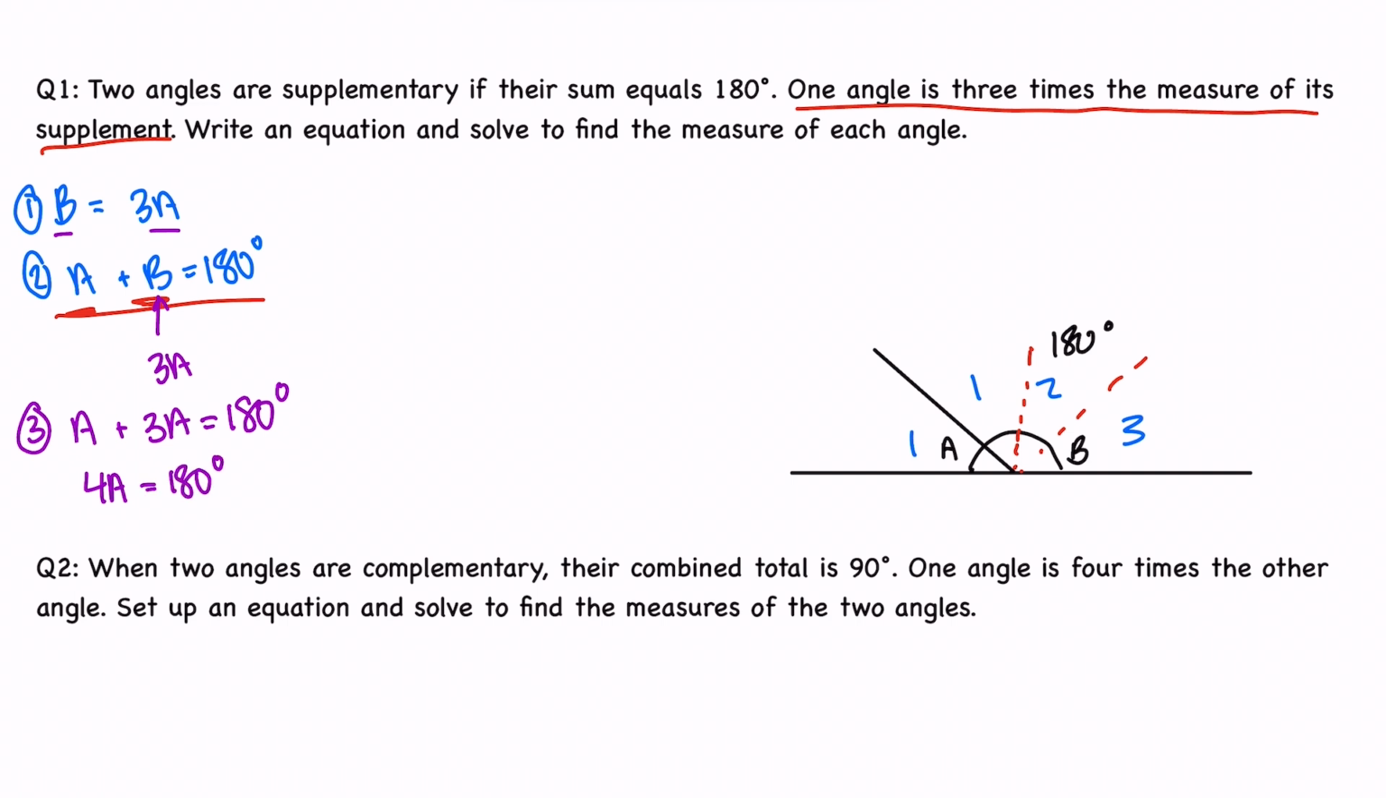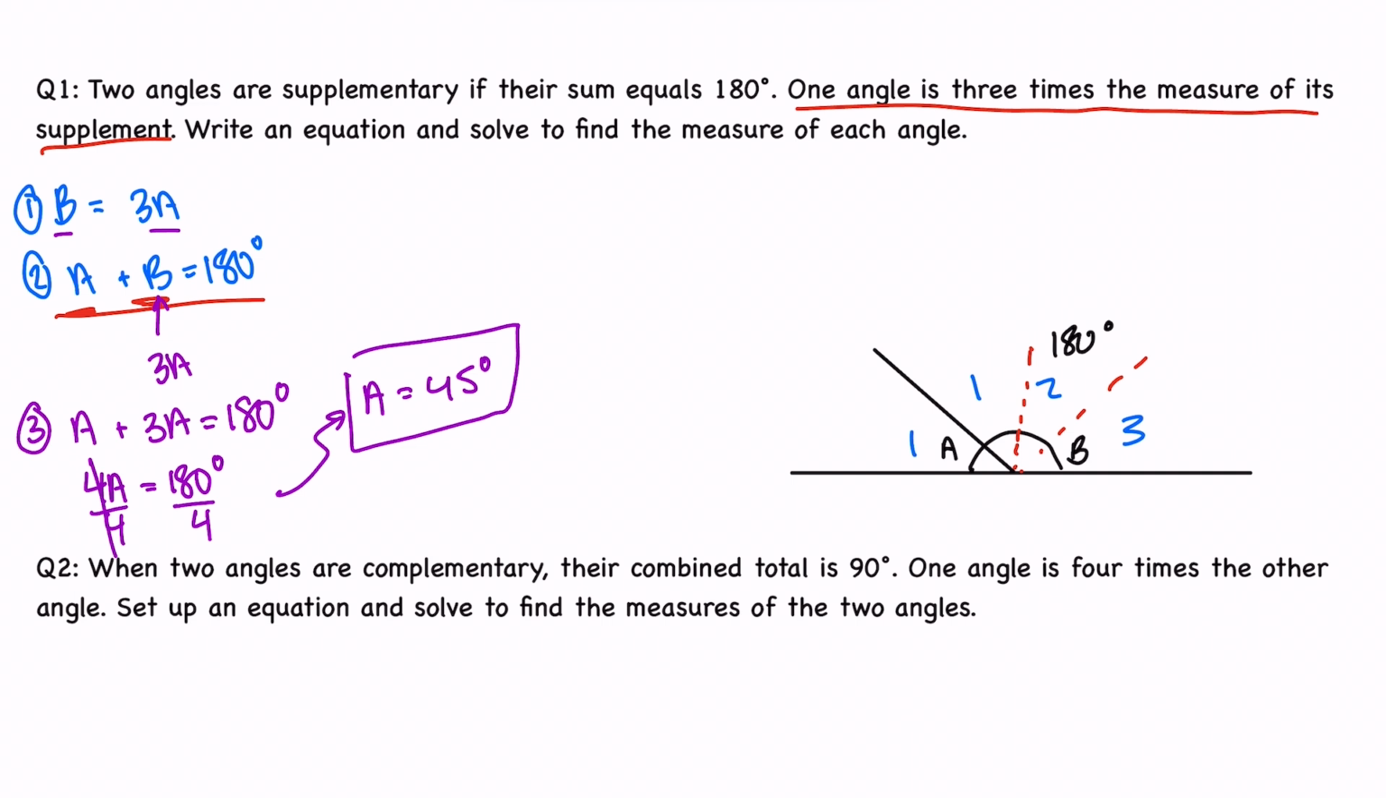Now to get A by itself, we need to divide by 4, and what we do to one side of the equal sign, we must do to the other side. So now these 4's cancel, and we get A is equal to 180 degrees divided by 4. And 180 divided by 4 is 45, so A is equal to 45 degrees.